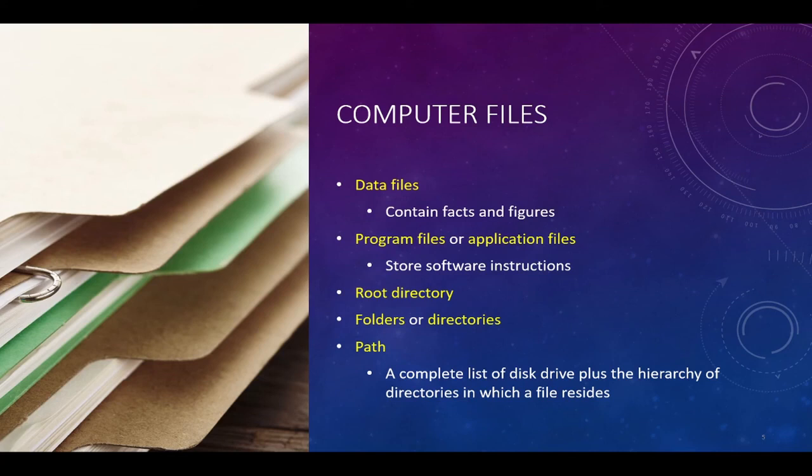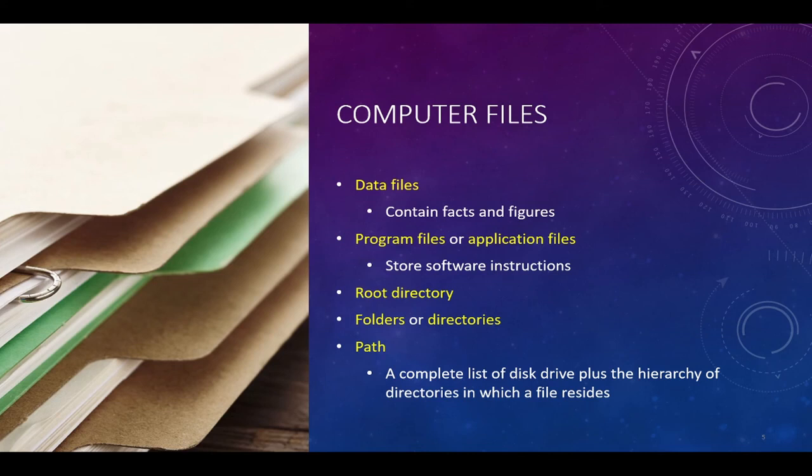We can look at different types of files. So data files contain facts, figures, data of some sort. The other type of file is a program or application file. These are the files that you use to start up applications such as Word or Excel or PowerPoint. It's going to store the instructions on starting a software program.